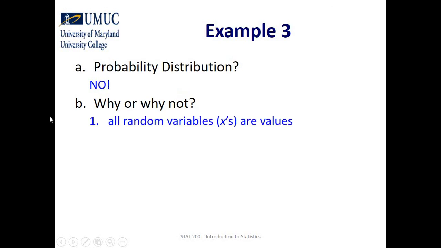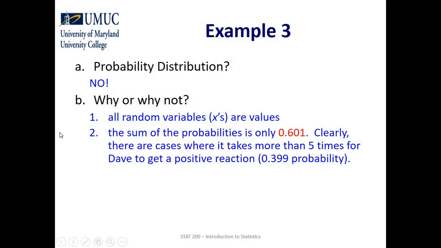Well, first, all of our random variables are values. That's okay. That's the number of tries he has before he gets a positive response. But the sum of the probabilities is only 0.601. So there are clearly cases where it takes more than 5 times for Dave to get a positive reaction. So somewhere in there's a 0.3499 probability. So this could be down in the 10th, 11th, 12th chance before he's actually getting a positive response.